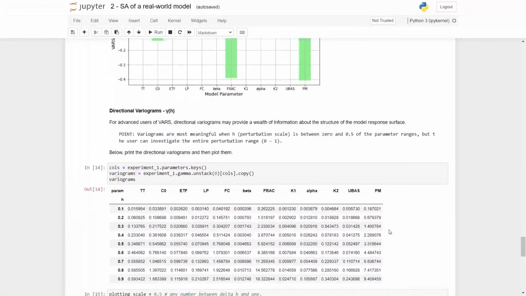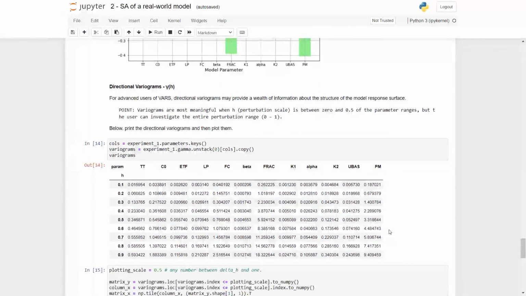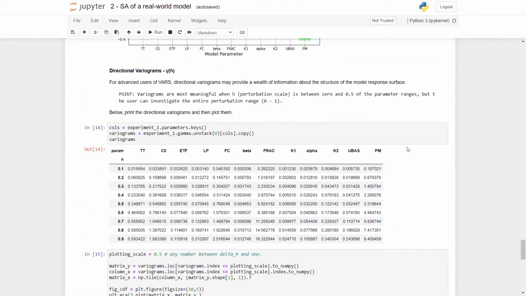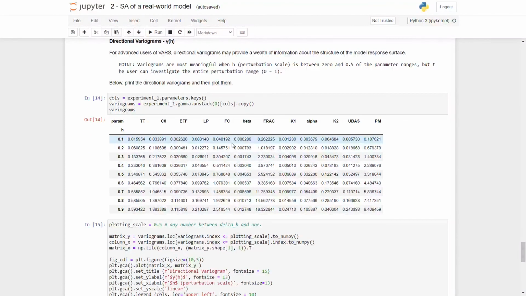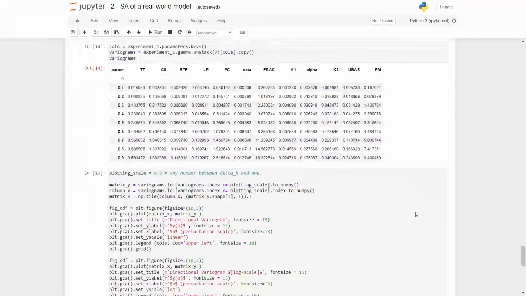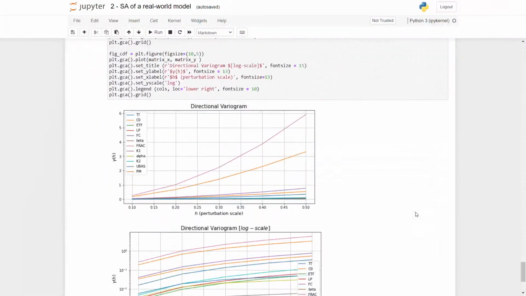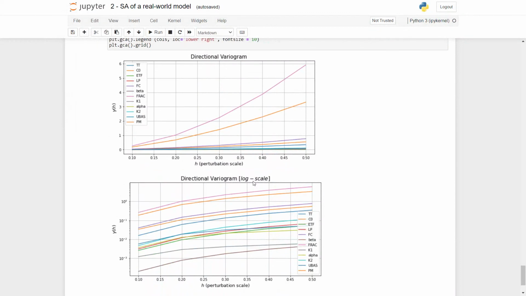For advanced users of VARS, directional variograms may provide a wealth of information about the structure of the model response surface. It is noted that variograms are most meaningful when H is between 0 and 0.5 of the parameter ranges, but the user can also investigate the entire range of 0 to 1. Here we take a look at some of the variogram results printed, and now we take a look at the variogram plot. As you can see, as the perturbation scale gets larger, some of the parameters such as FRAC and PM get higher as the scale gets larger.